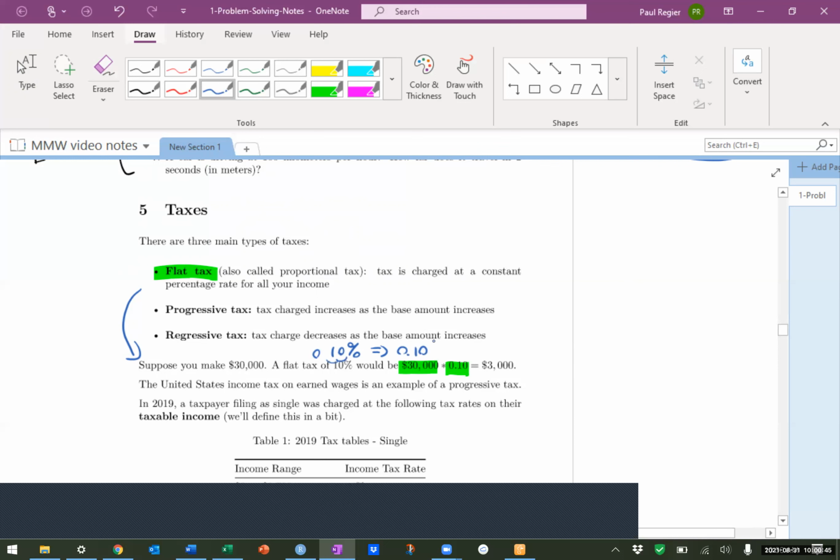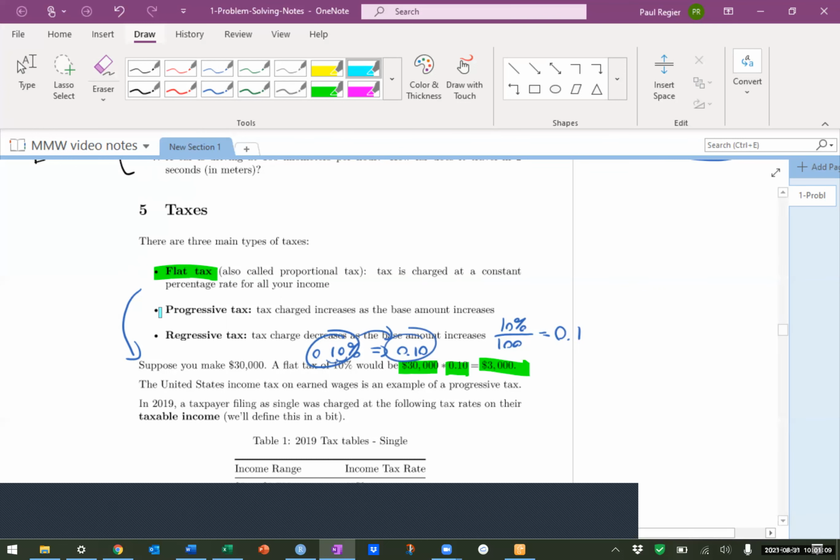Or think about it this way, good review. A percent is out of 100, 10 divided by 100 is 0.1. That's how we get this kind of conversion. So flat tax means you're paying 10% of 30,000, which is 3,000. Okay, that's the simplest tax system.